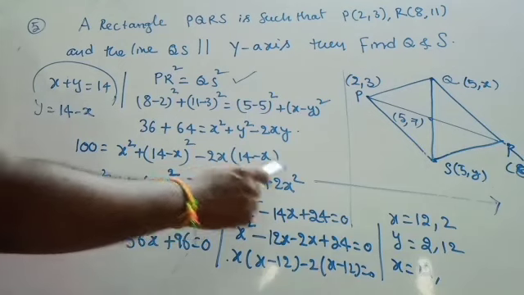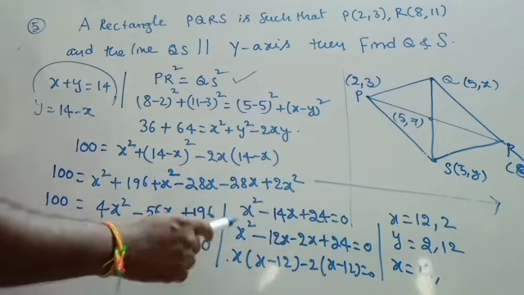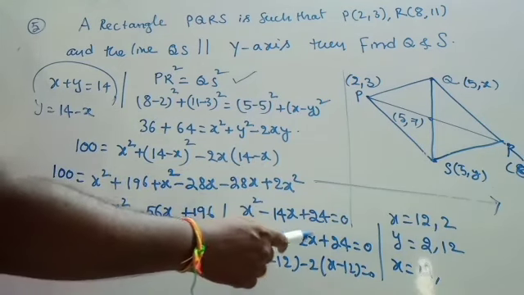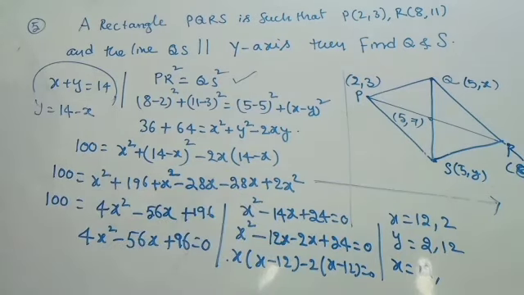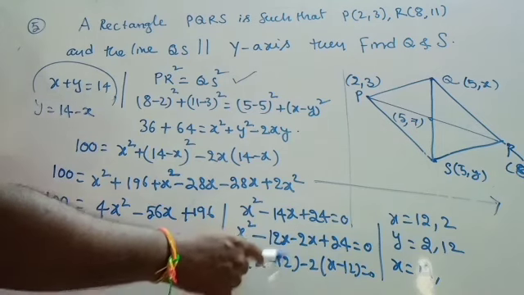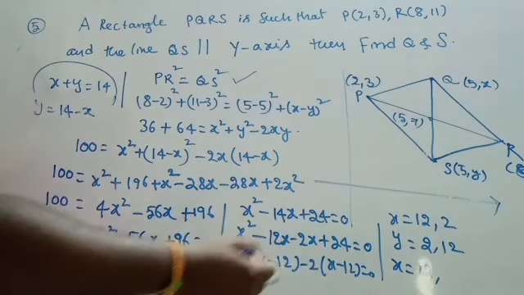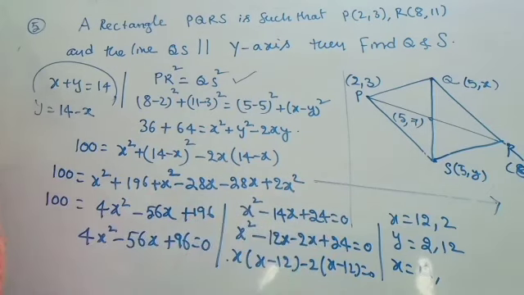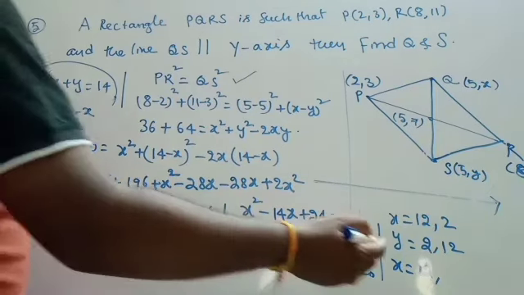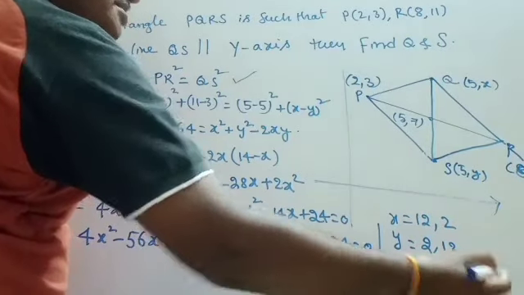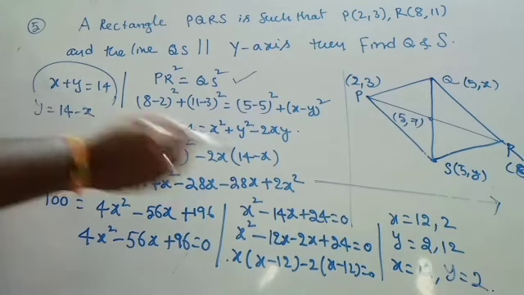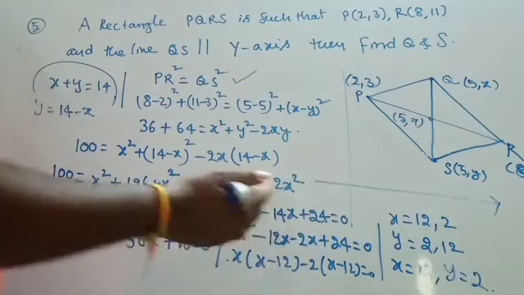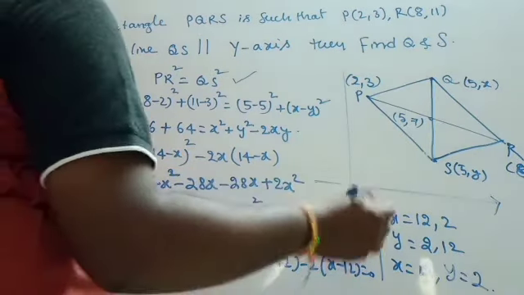Multiplied means 24, adding means minus 14, so x square minus 12x minus 2x plus 24 equals 0. Minus 12x and minus 2x are the two suitable terms. Then if you take x common, x into x minus 12 minus 2 into x minus 12 equals 0. From that you get the roots x equal to 12 comma 2. When you take x equal to 12, the y value becomes 2, because y is equal to 14 minus x, so y equals 14 minus 12, that means 2.